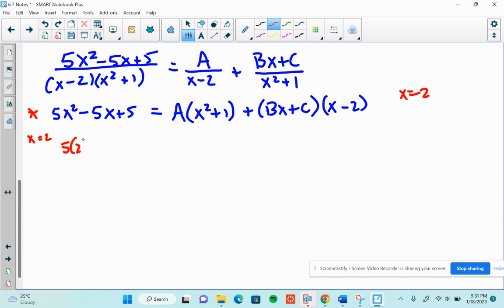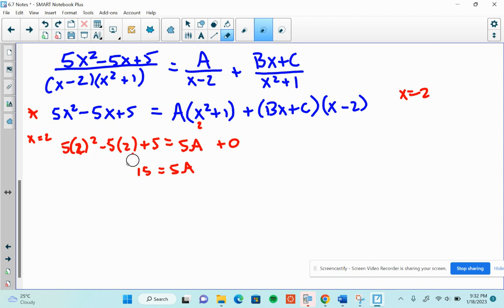We have 5 times 2 squared minus 5 times 2 plus 5. We'll simplify that in a minute. And over here, 2 squared is 4. 4 plus 1 is 5, so we have 5a. The other piece turns into 0. I'll write the plus 0. What do we have here? 2 squared is 4. 4 times 5 is 20. We have 20 take away 10 plus 5. So that's 15 equals 5a. So in other words, a equals 3.